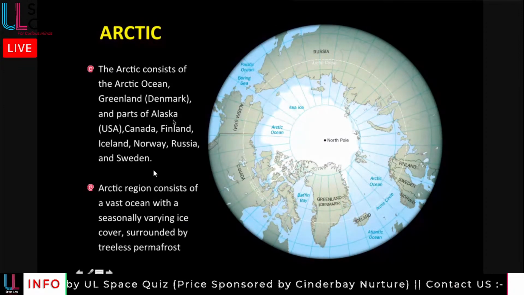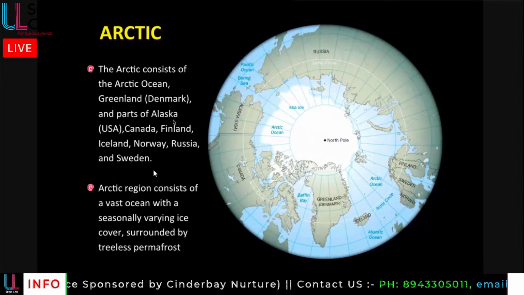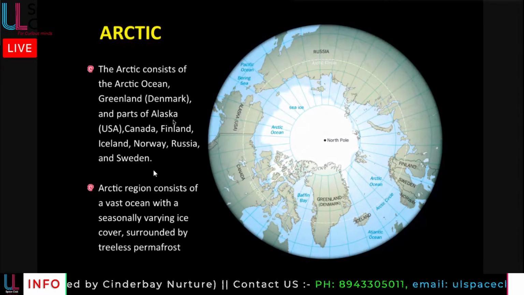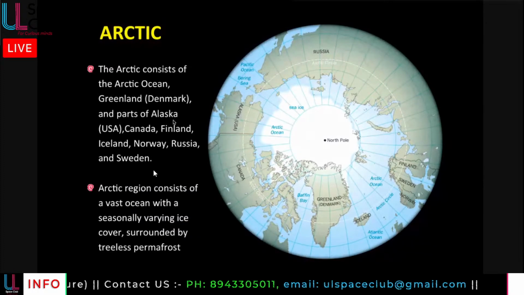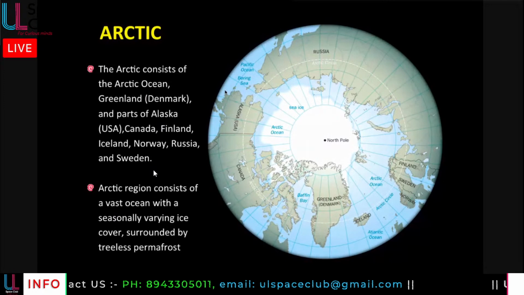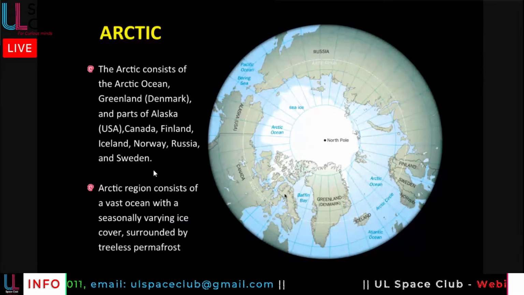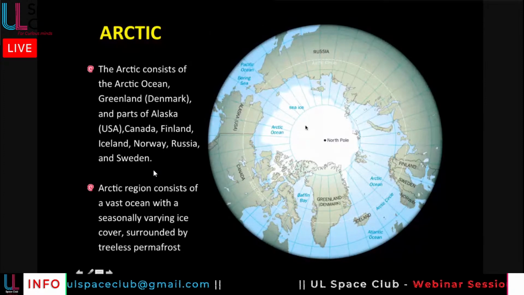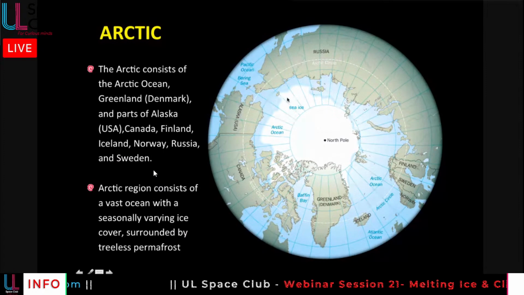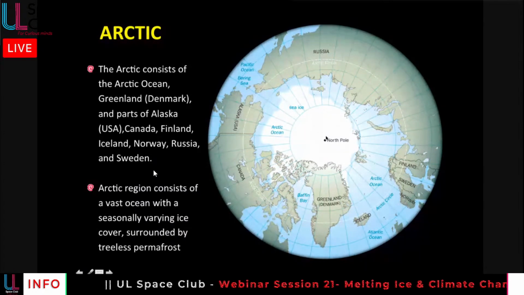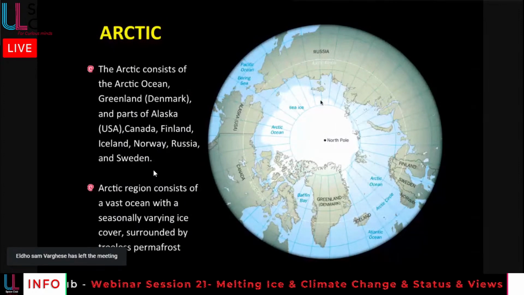Therefore, the Arctic is getting into much more trouble because of the warmth. The Arctic consists of large areas of the Arctic Ocean, Greenland, which belongs to Denmark, and parts of Alaska, which is part of the US, Canada, Finland, Iceland, Norway, and so on. And it has seasonal variability again. The sea ice, because it's sea ice, changes through seasons. During winter it will expand, and in summertime it will be less. But unlike Antarctica, Antarctica has only seasonal sea ice.